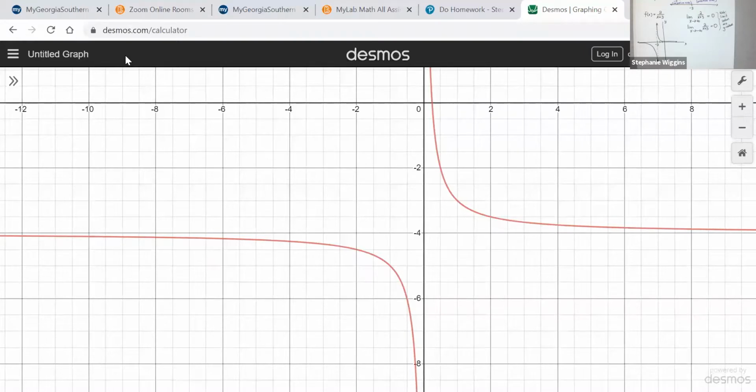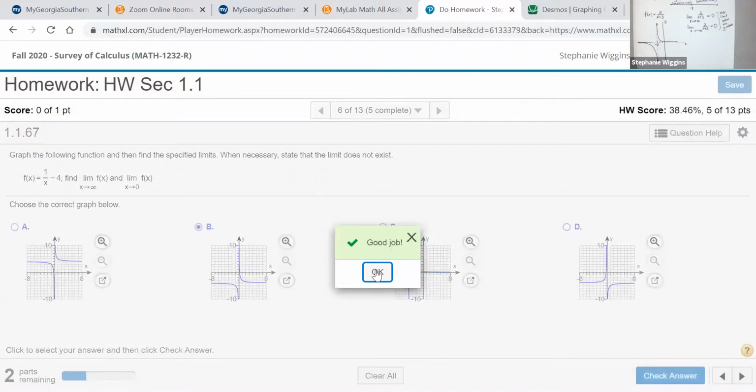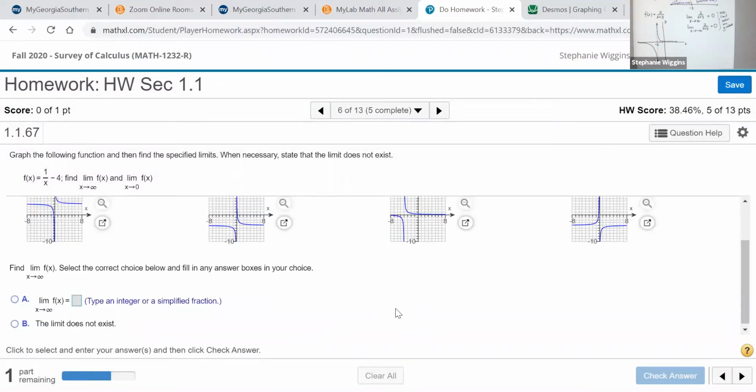So back to the problem. Here, this graph has been shifted up, and this one was shifted to the left. And these two are shifted down, but this is the correct orientation. You have the positive side above that line of -4, and on the left side, it's below that line of -4, so this is the correct graph. And now it asks us the question, what is the limit as x approaches infinity of our function?